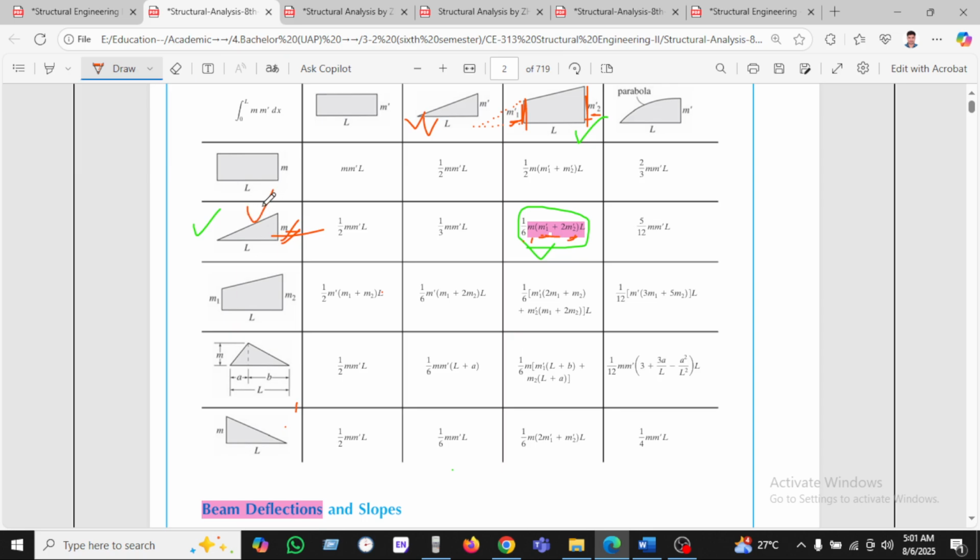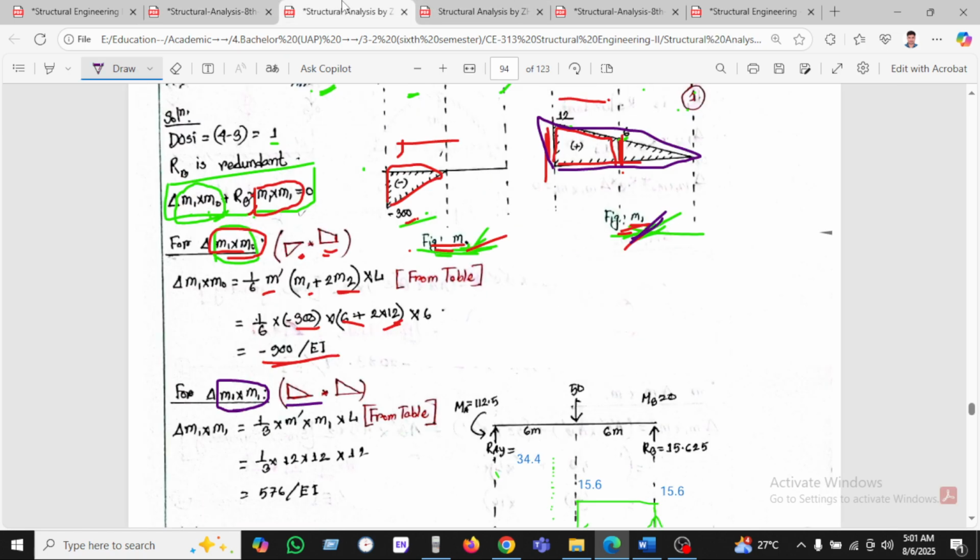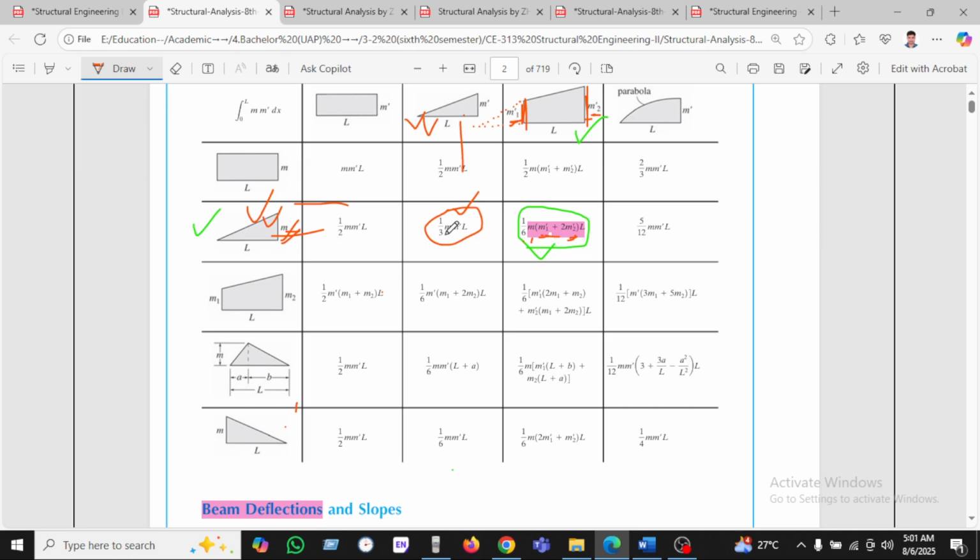This is the triangle, and this is the triangle. These two intersect here. So this is our formula, 1/3 m into m prime, into m. What is the m prime and what is the m? We've seen m is from this triangle, and m prime is this triangle, with vertical, horizontal, vertical depth, and L is the length.